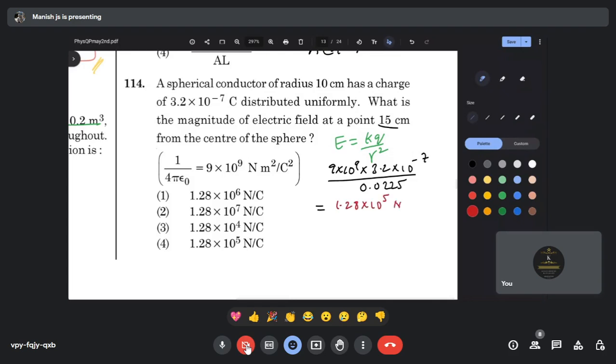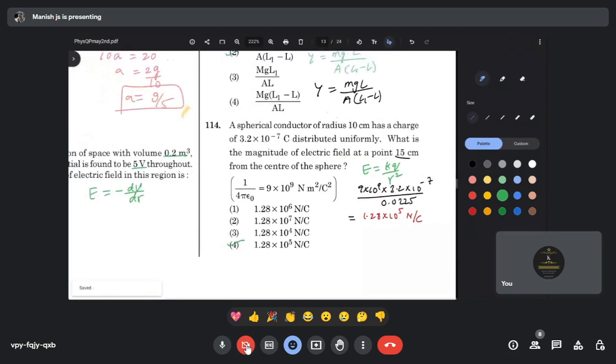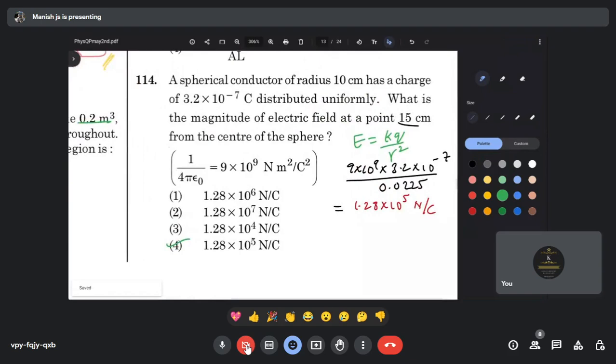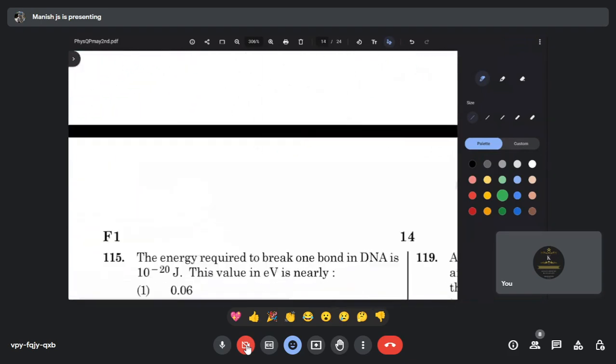1.28 × 10⁵. Electric field has the units Newton per coulomb. So the answer is option? Fourth option. The fourth option, × 10⁵. Yes. So this is how you approach this question. Okay, good.